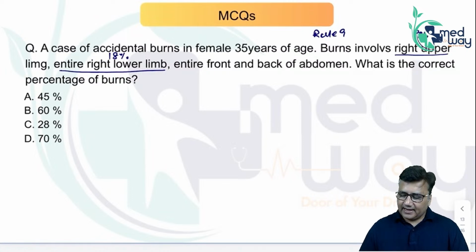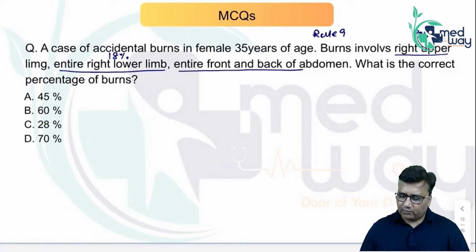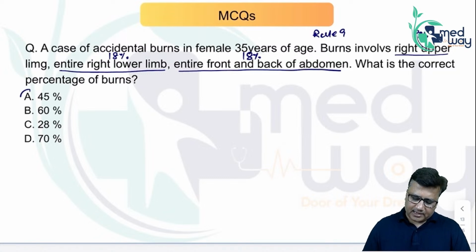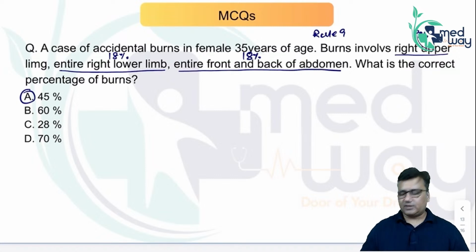Right, then the entire front and back of the abdomen. So front of the abdomen is 9, back of the abdomen is 9. So the entire front and back of the abdomen becomes 18%. So what is the total? 18 plus 18 plus 9, which is 36 plus 9, that is 45%. The simple answer is 45% of total body surface area is involved, right?